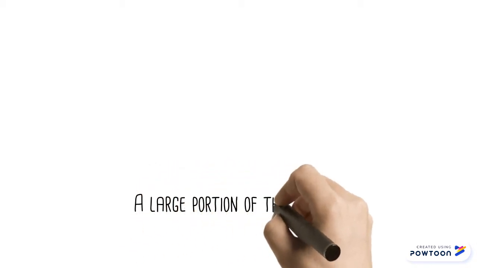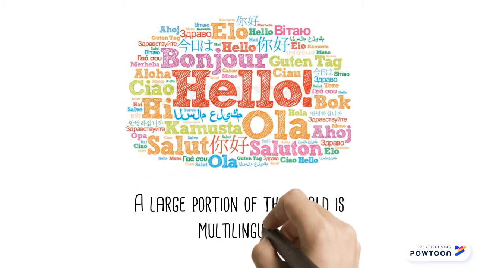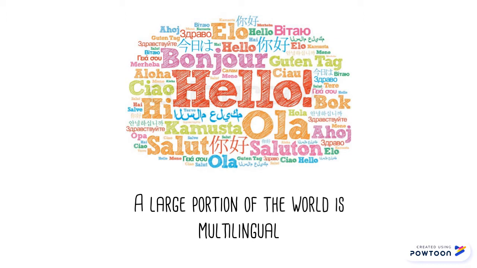A large portion of the world is multilingual, meaning they know 2 or more languages. So how do multilingual speakers control which language they use? Although there is not a definite answer, there are 2 theories for how language is selected.